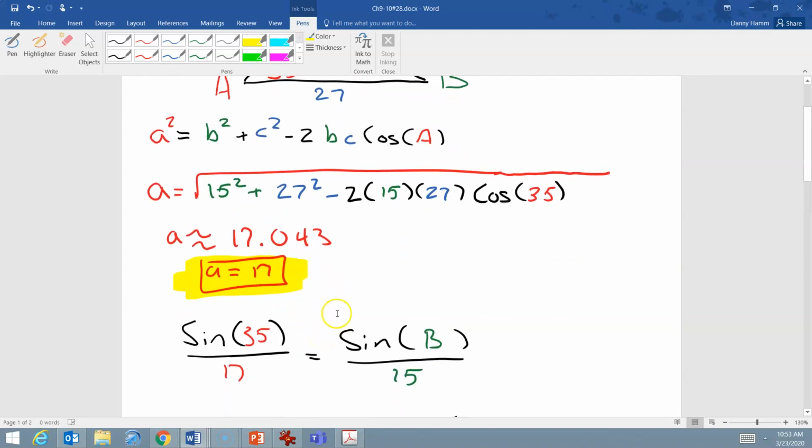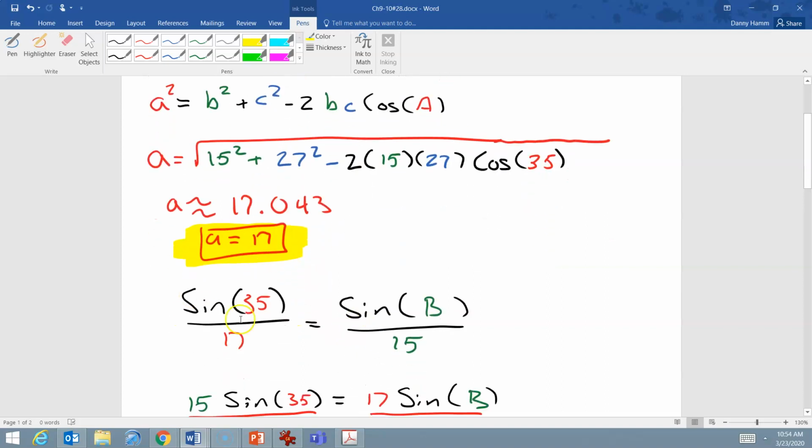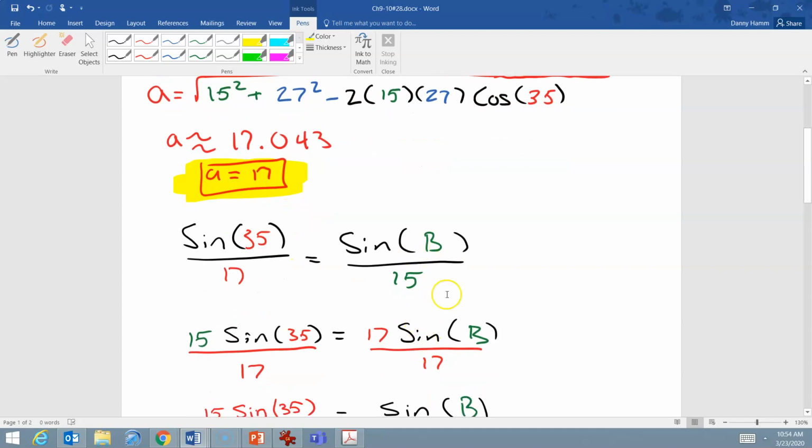In looking to find angle B, we could use law of cosines if we wanted to, but I chose to use law of sines, which says that sine of A over A is equal to sine of B over side B. I will be using what I found for A, 17, on the bottom, the given 35, I don't know B, and the opposite side B is 15. So we're going to be solving for B.